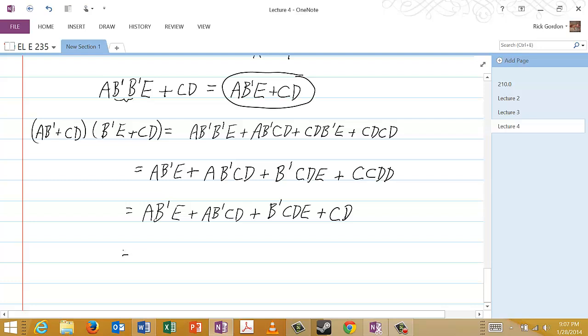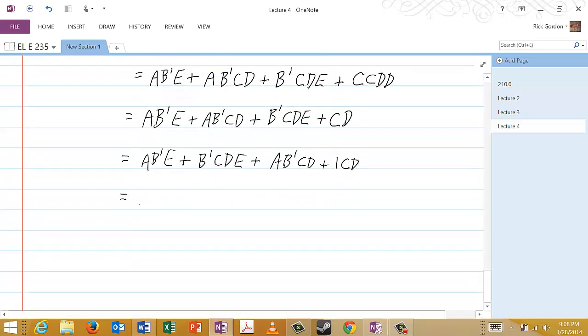And now I think the way I would proceed, if I were you, is to switch the second and third terms. So I get A, B prime, E, or B prime, C, D, E, or A, B prime, C, D. We can rewrite that last term, if you wish, as 1 ANDed with CD, because remember, 1 ANDed with any Boolean variable is a Boolean variable itself.